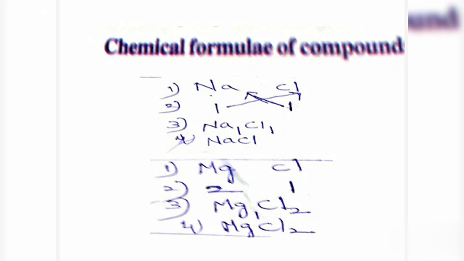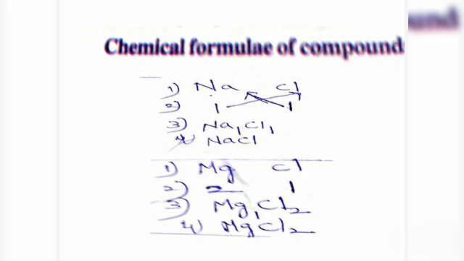It means the first element's valency we should write downside of the second element, and the second element's valency we should write downside of the first element. Sodium valency 1 we should write downside of chlorine: Na1. Chlorine valency 1 we should write downside of sodium: Cl1. So Na1 Cl1 we can write. Fourth step, finally write what is there: NaCl. NaCl is the formula of sodium chloride.